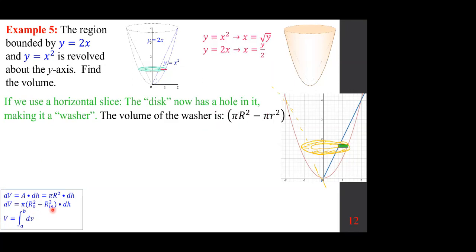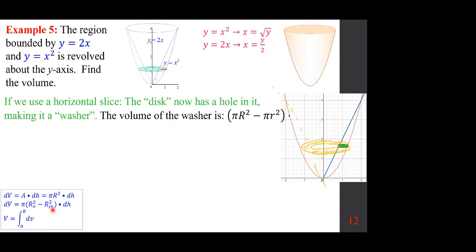First, we are going to change y equals x squared to x equals square root of y, and y equals 2x to x equals y over 2. Because we are going to deal, obviously, the thickness is dy. Everybody can see the thickness is dy, so we need x as a function of y. So that's the first thing.